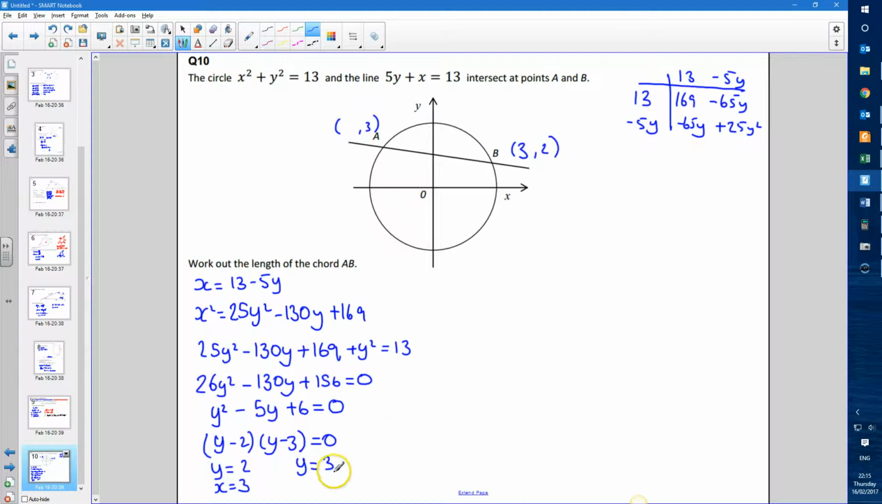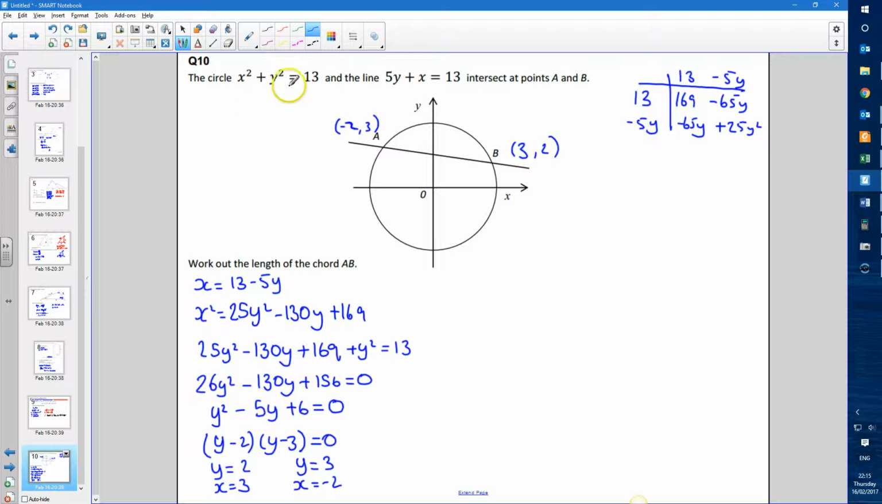Okay, so for this one here, the y coordinate is 3, so that would be 15. So x is going to be negative 2. I'm going to put negative 2 here. So all I've done is I've substituted my y coordinate into this equation for both cases. I could have done it into this equation as well, it's just easier to do it into this one.